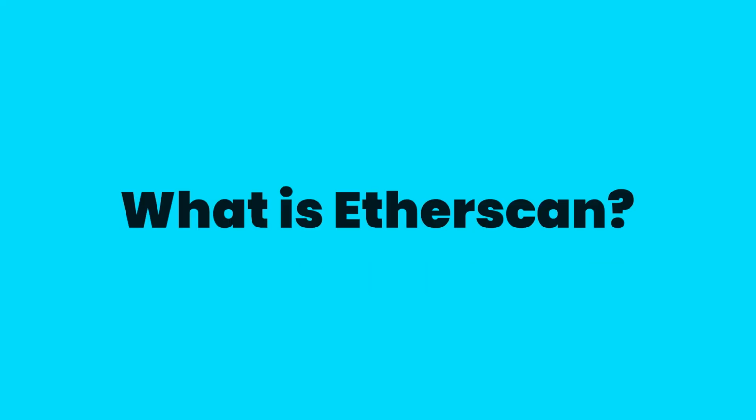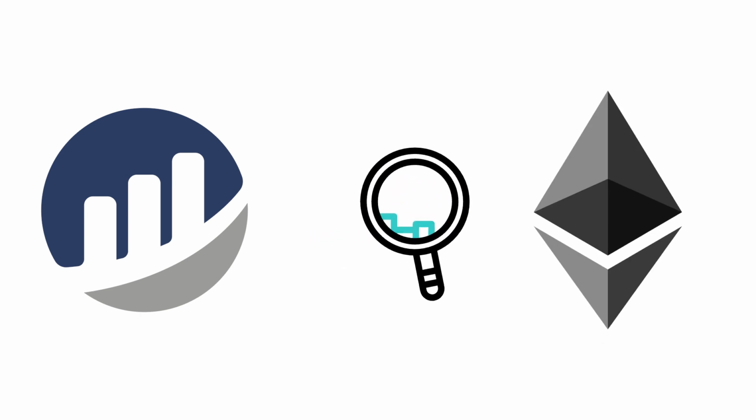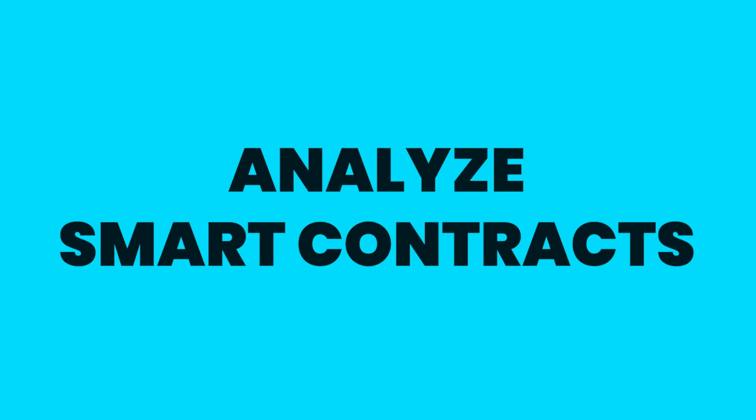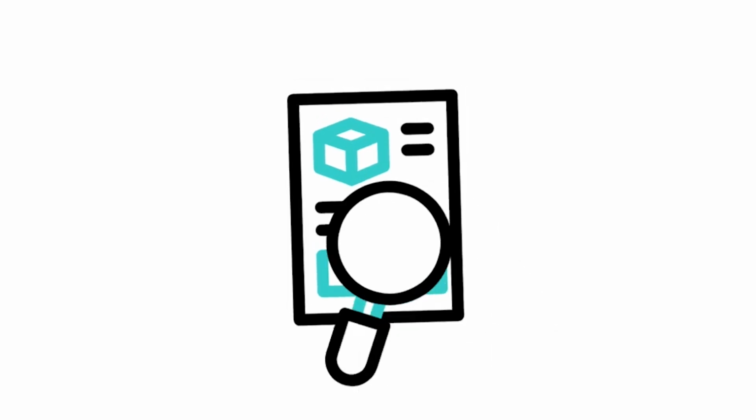What is Etherscan? Etherscan is a block explorer for the Ethereum blockchain. It lets you view transaction history, check wallet balances, and analyze smart contracts, providing transparency and insight into the Ethereum network. Key features of Etherscan: transaction tracking.